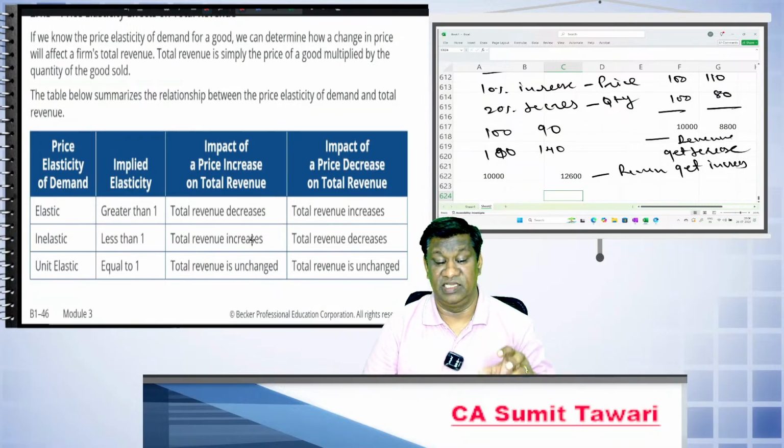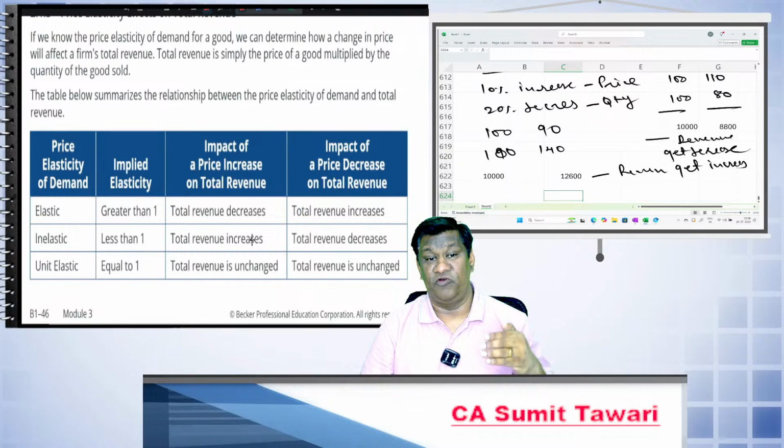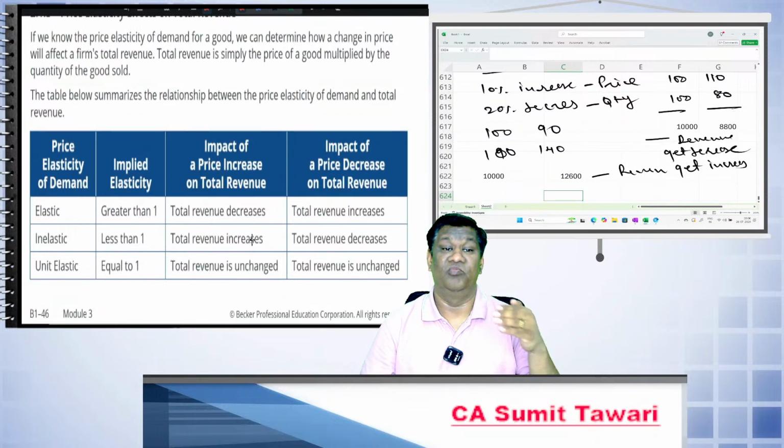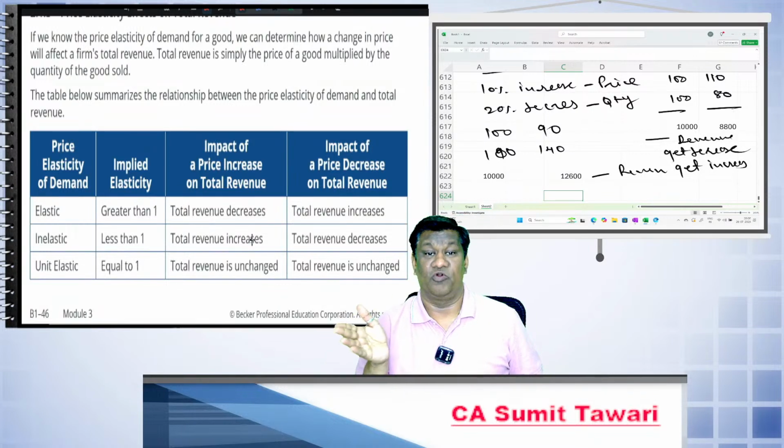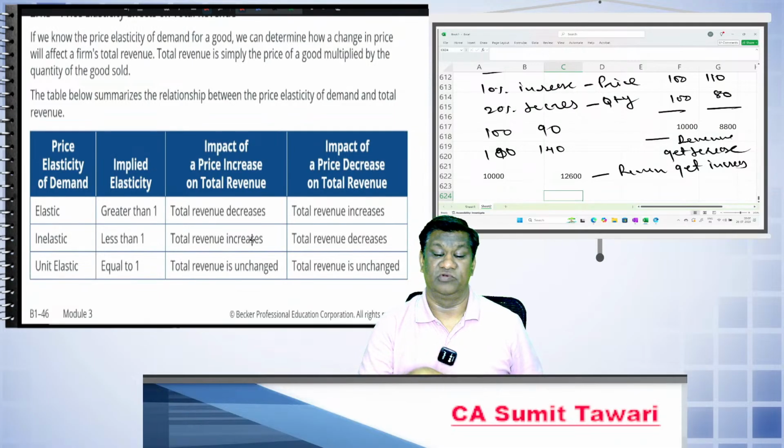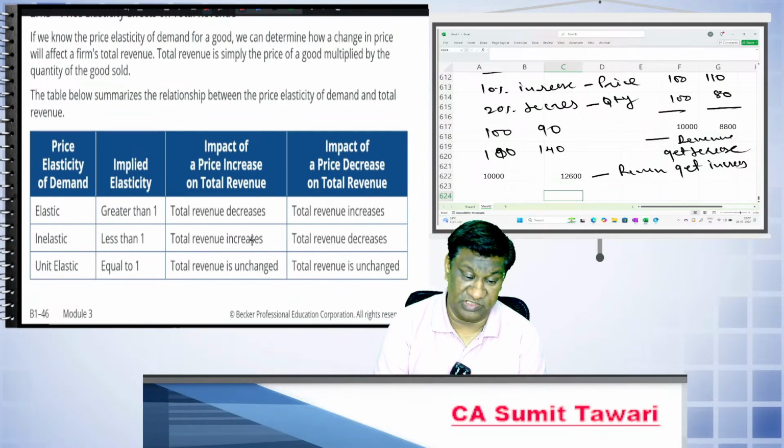Okay. If it is inelastic, that means the rate of price increase is more than the rate of quantity demanded change. So if the price is increased by 10%, quantity demanded gets decreased by 5%. So that's why the total revenue gets increased. And if the price is decreased by 10%, quantity demanded may increase by 5%. That's why the total revenue gets decreased. And if it is unit elastic, means equal to 1, then the total revenue remains unchanged in both situations.